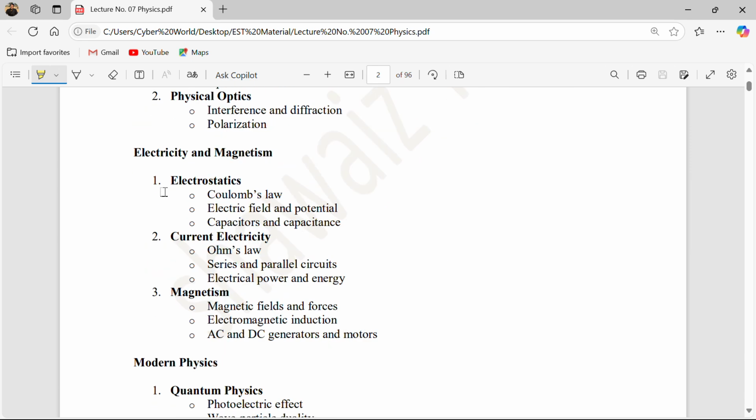Okay, now move on towards our next main topic, which is electricity and magnetism. In electricity and magnetism, the questions mainly came from these subtopics. First of all, electrostatics, Coulomb's law, electric field and potential, capacitors and capacitance. Okay, and electric current, electricity. Okay, Ohm's law, series and parallel circuits, and similarly electrical power and energy. And from magnetism, magnetic field and forces, electromagnetic induction, and AC and DC generators and motors.